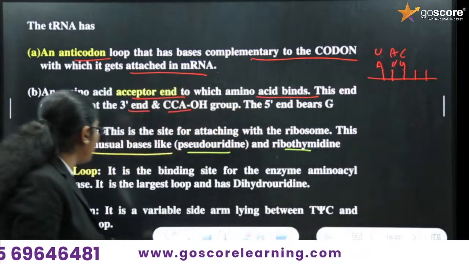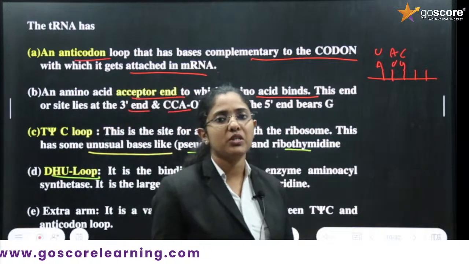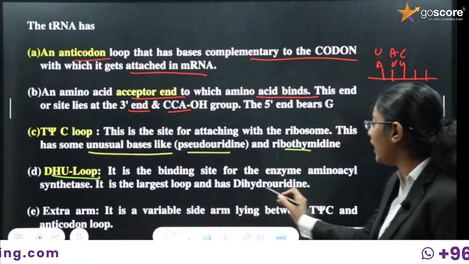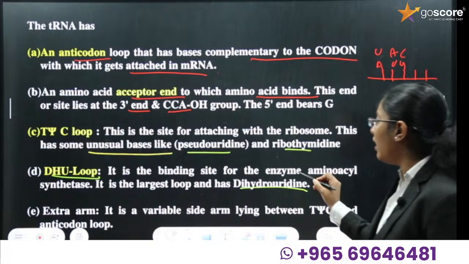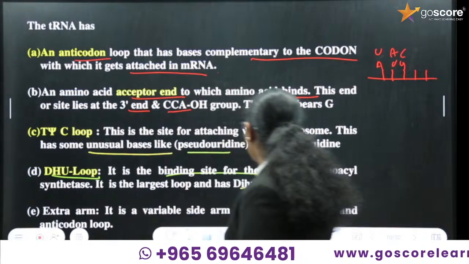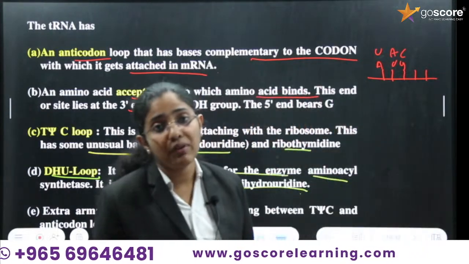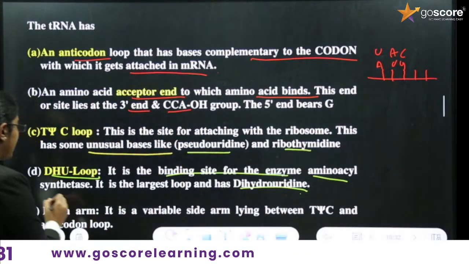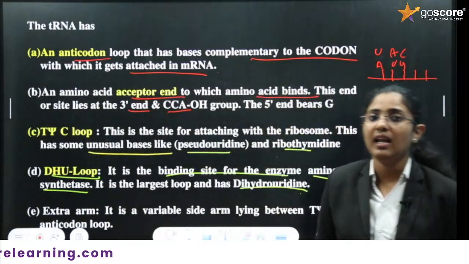Okay, so next one is the DHU loop. What is the speciality? I have told you that there you can find dihydrouridine. What is the speciality of this dihydrouridine? It is the binding site for an enzyme. One particular enzyme is present for the activation of amino acid, and that enzyme is known as aminoacyl synthetase. What is the enzyme known as? Aminoacyl synthetase.